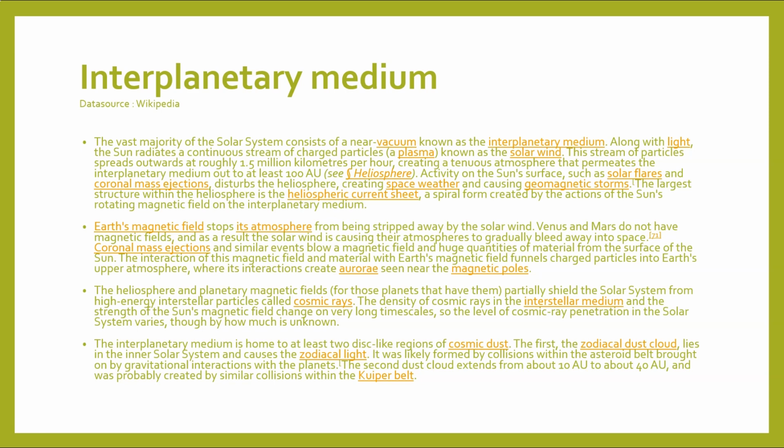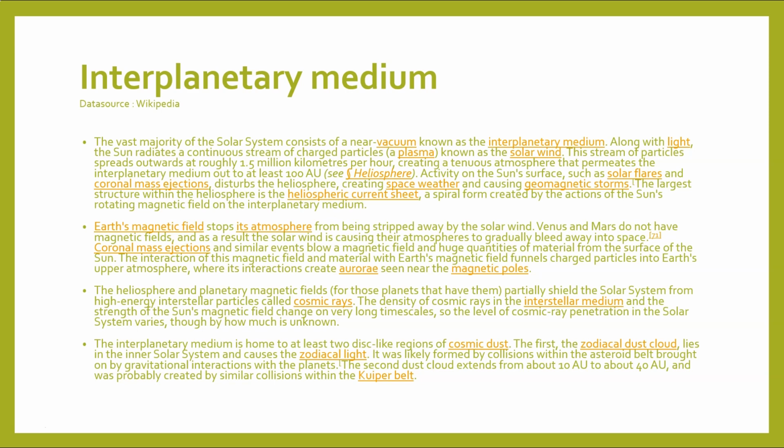A coronal mass ejection and similar events blow a magnetic field and a huge quantity of material from the surface of the Sun. The interaction of this magnetic field and material with Earth's magnetic field funnels charged particles into Earth's upper atmosphere, where their interactions cause aurorae seen near the magnetic poles.